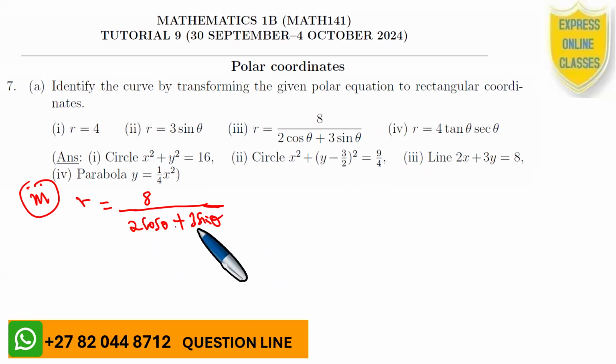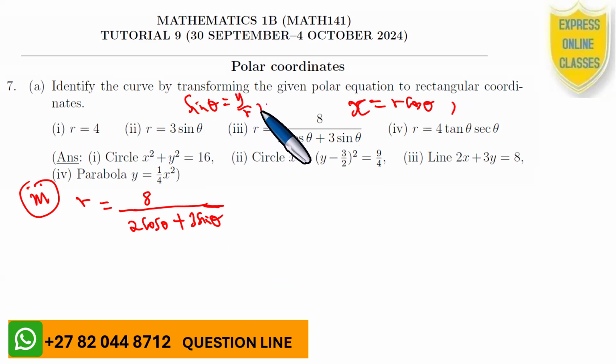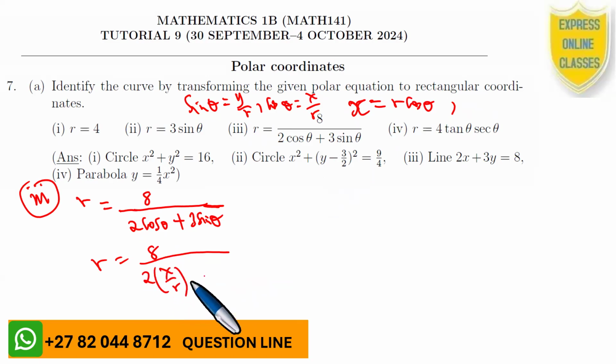There are a couple of equations we use, so we're going to put everything in this, but we also know that x is r cosine theta. Or you can say the sine of theta is y over r, cosine theta is x over r. So this one is x over r, y over r. That's what we have. So we can cross multiply these things.